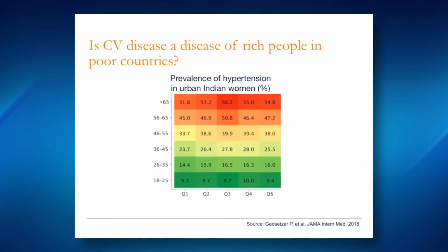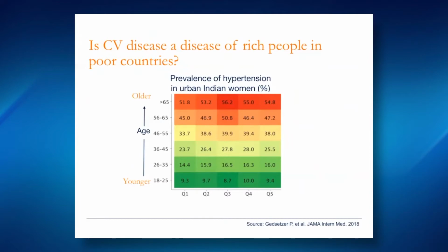Now here's data from India. When we look at the prevalence of hypertension in urban Indian women, on the y-axis is age, so younger women at the bottom, older women at the top. You can see there's a clear age gradient. As we get older, the prevalence of hypertension goes up. I want you to pay attention to the numbers. By the time you're over 65, we're talking about prevalence of hypertension in the 50% range.